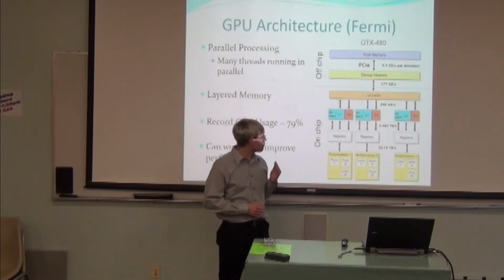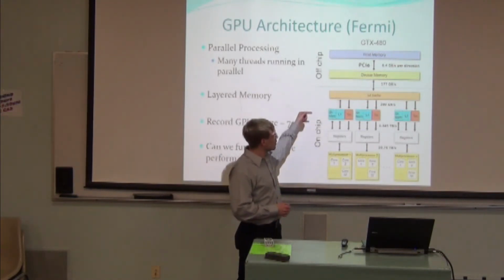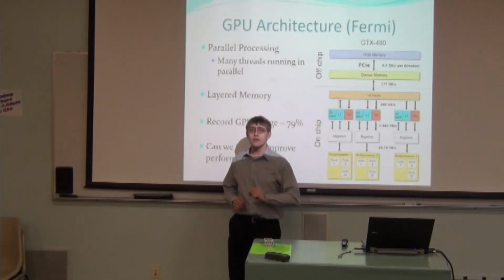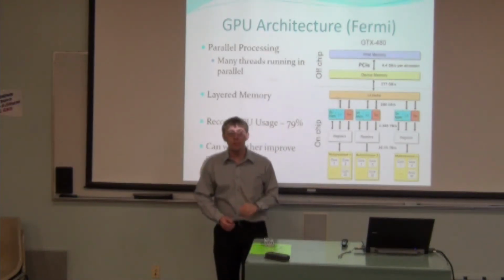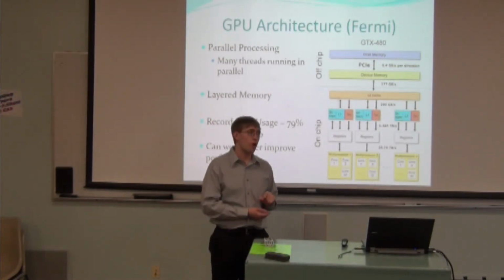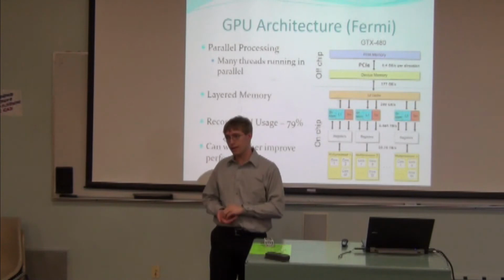Now, the reason this is all important is because we have different amounts of memory. So at the very lowest level, each thread can store data in memory, but it's a very small amount of memory, and it's a very small amount of threads that can access it.